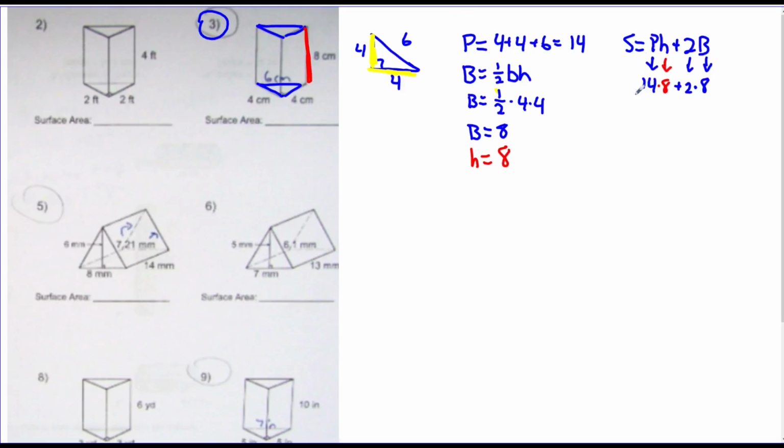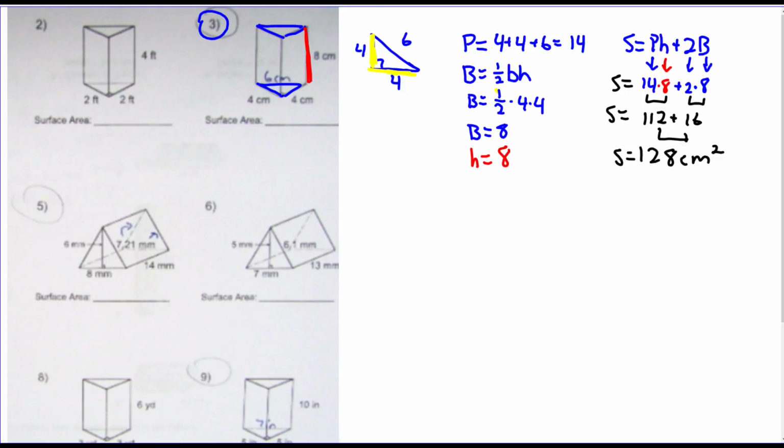And then this just becomes something you can put in the calculator. So 14 times 8 is 112. Let me just double check so I don't give you wrong answers. Yeah, it's 112. Plus 2 times 8 is 16, which gives us a grand total. Total surface area equals 128, and our units here are centimeters squared. Okay, that's about it.